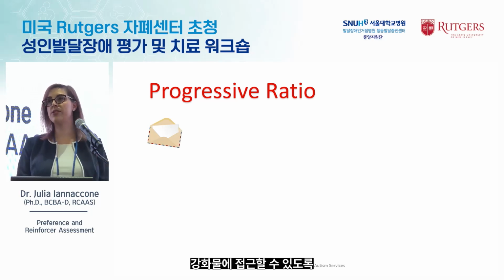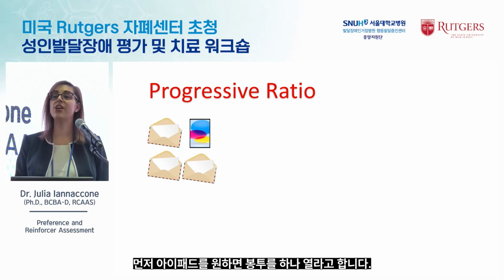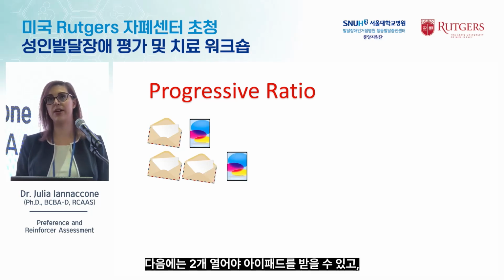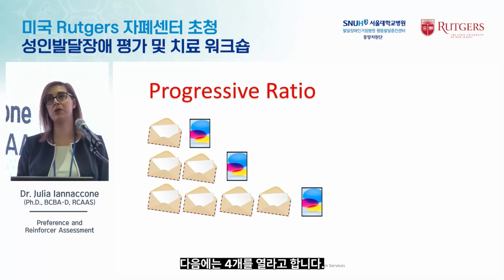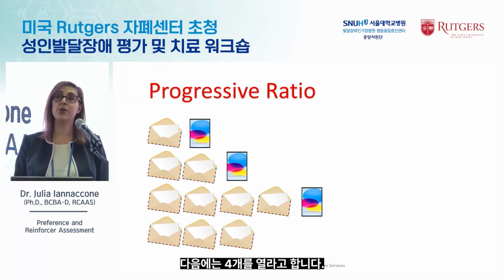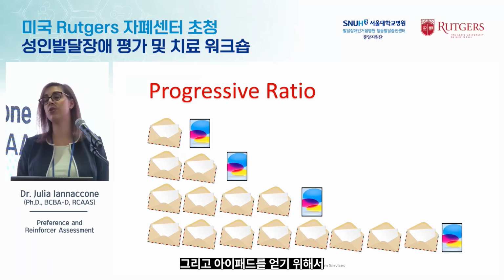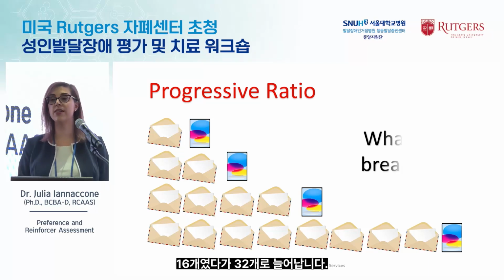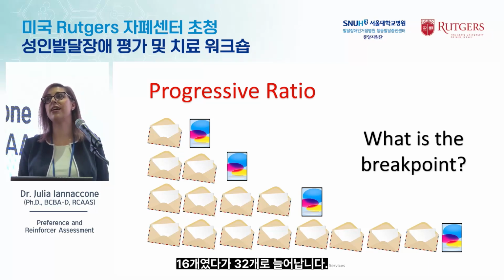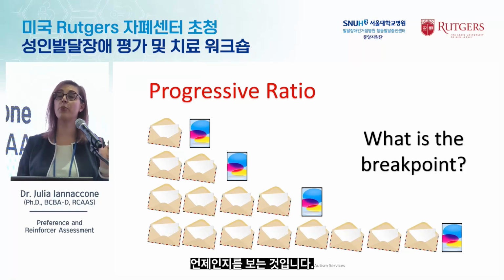So for example, we start out, you have to stuff one envelope to get your iPad. Now you have to stuff 2 envelopes to get your iPad. Now you have to stuff 4 envelopes. And now you have to stuff 8 envelopes to get your iPad. And it's going to keep increasing. Then it'll be 16, and then 32, and it'll keep going. So what we're measuring here is when are they going to say, it's not worth it anymore. I don't want to stuff any more envelopes. That's called the break point.